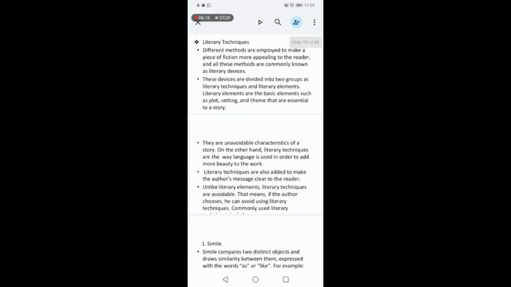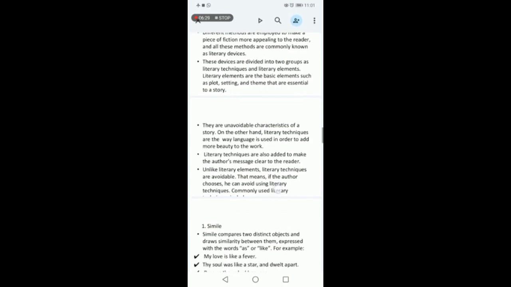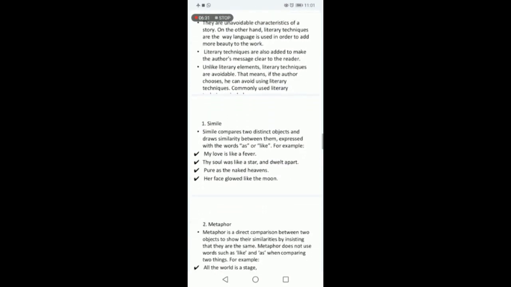So first of all, we talk about simile. We all know the figures of speech. Some of them, for example, simile, when we try to compare two things that are distinct. And then we have the example from one of Shakespeare's sonnets: My love is like a fever. Simile usually works with as or like.